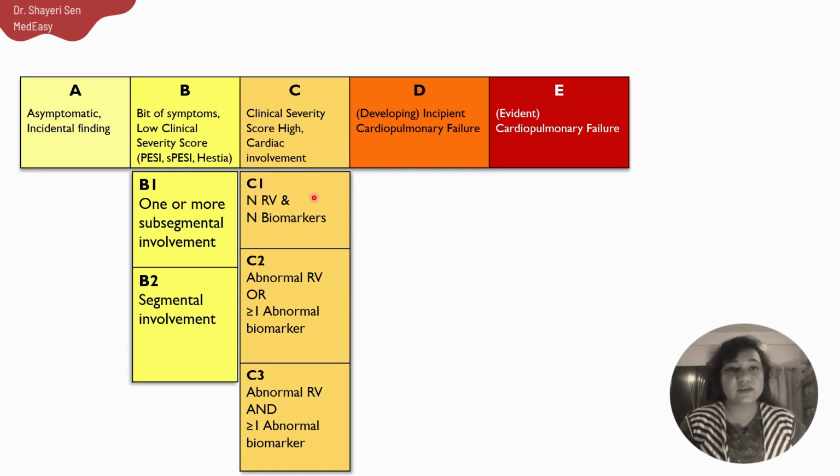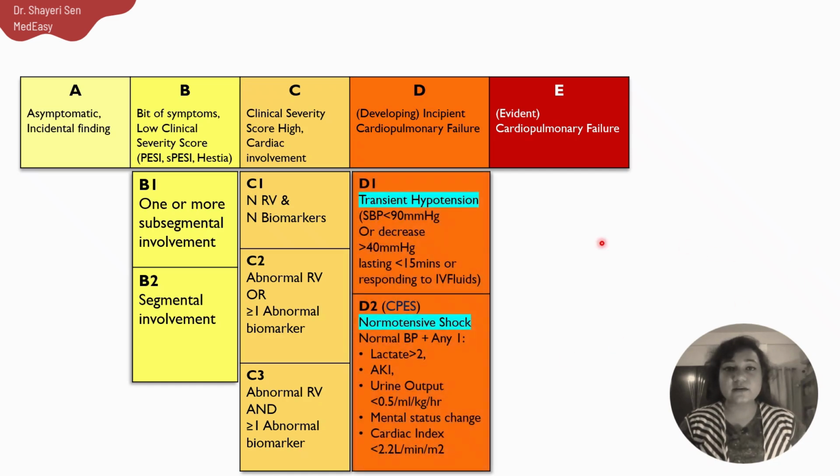So in C1 patients, there is a normal right ventricular function as well as normal biomarkers. Now what biomarkers are we talking about here? We are talking about the cardiac biomarkers like the troponins, the NT-proBNP, and so on. C2 patients have either abnormal right ventricular function or more than one abnormal biomarker. And what's C3? C3 is both an abnormal right ventricular function and more than one abnormal biomarker, right?